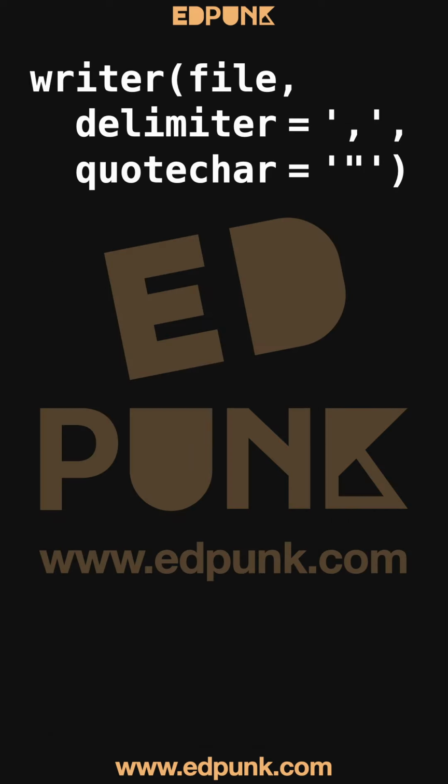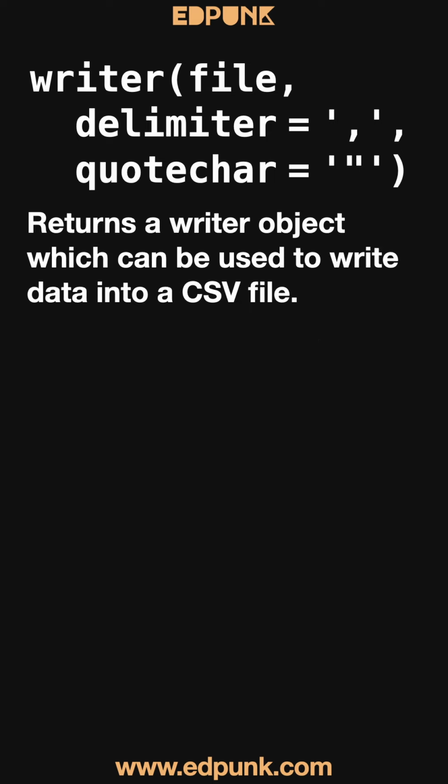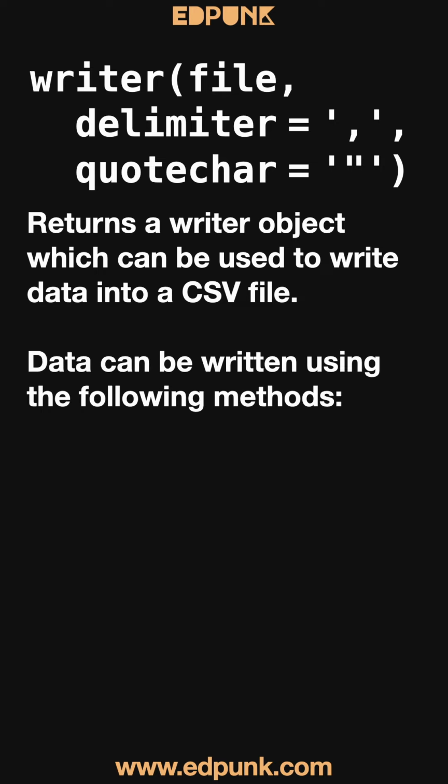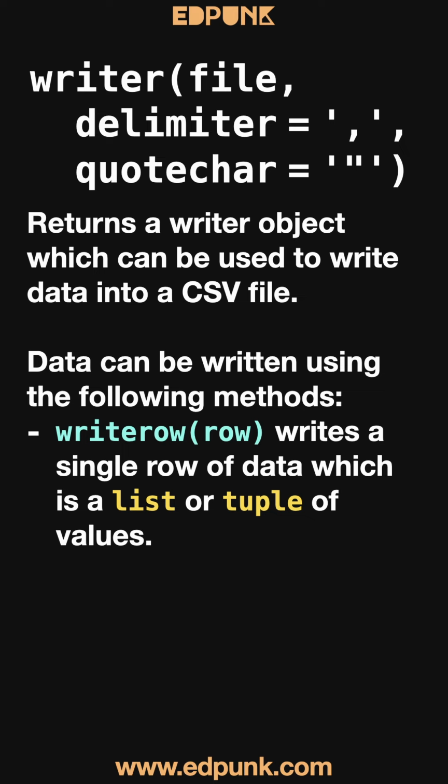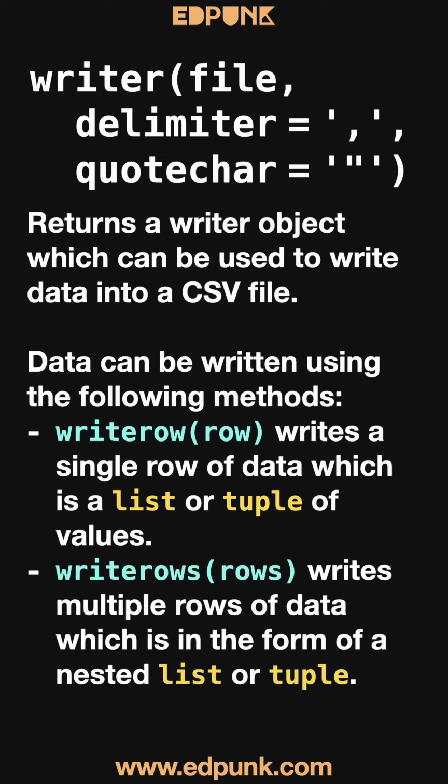Moving on to the next function, the writer function returns a writer object. It accepts the same arguments as the reader function, where the first argument is the file object, which can be obtained by opening a CSV file in write mode, followed by the optional keyword arguments delimiter and quotechar. The writer object has access to two methods, writerow and writerows, that can be used to write new data in a CSV file.